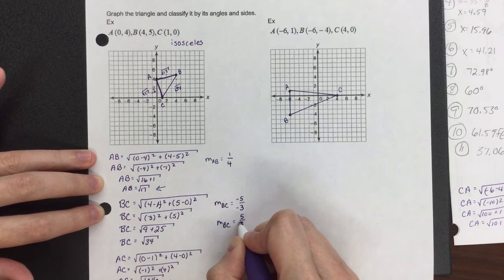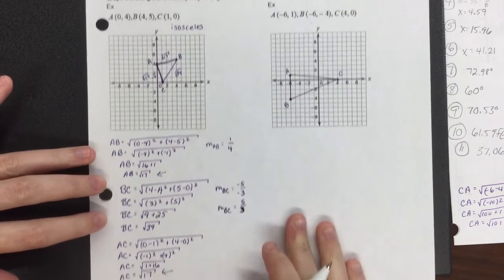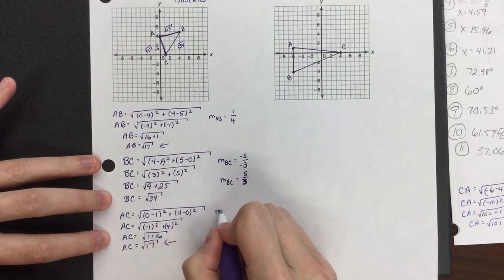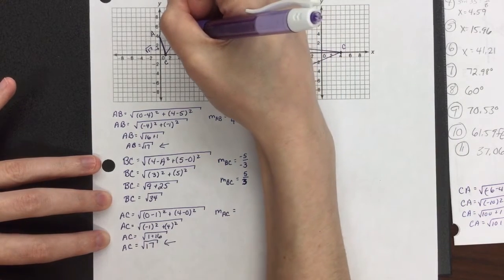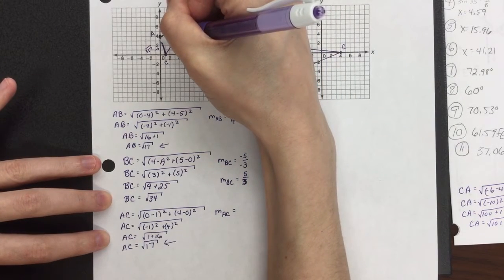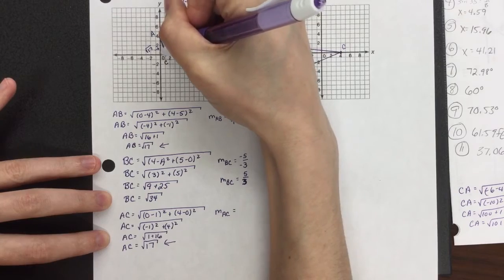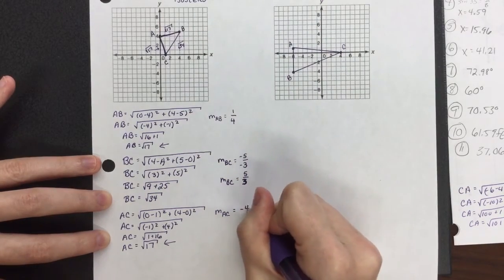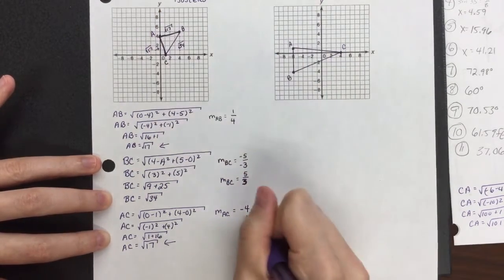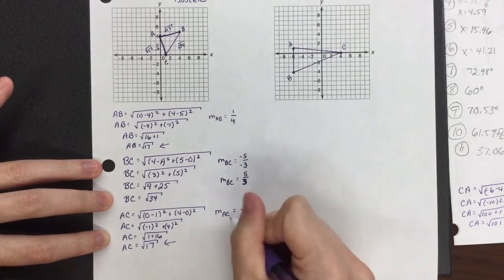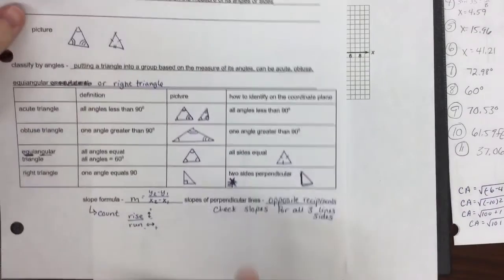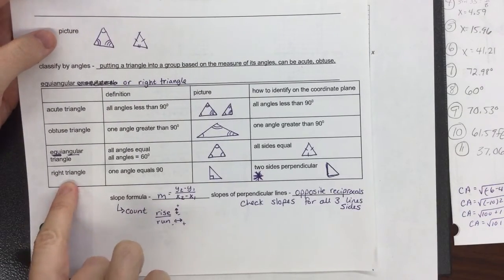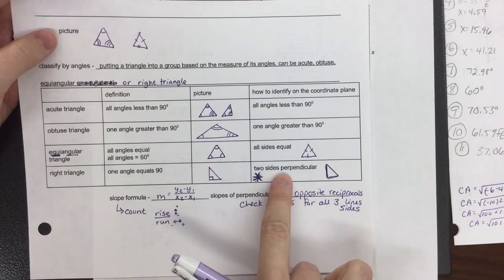Okay, and then doing the slope of AC. The slope of AC, if we start at A, we're going to go down 1, 2, 3, 4. So down 4 and then over to the right 1. So our slope for AC is going to be -4/1. And then here it says if we have a right triangle, two sides are going to be perpendicular.